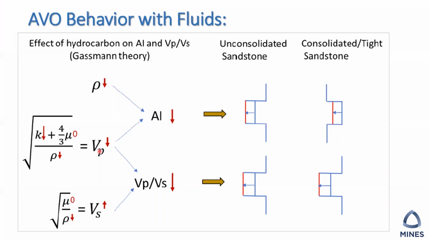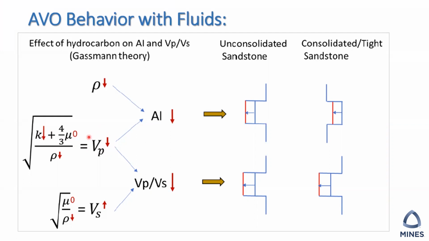And if we look at the definition of the P-wave velocity, bulk modulus, shear modulus, and density, the shear modulus is not going to change. We had talked about this earlier. The bulk modulus is going to decrease, and as we said, the density is going to decrease. So the ratio of this is going to change, and your P-wave velocity is going to decrease.